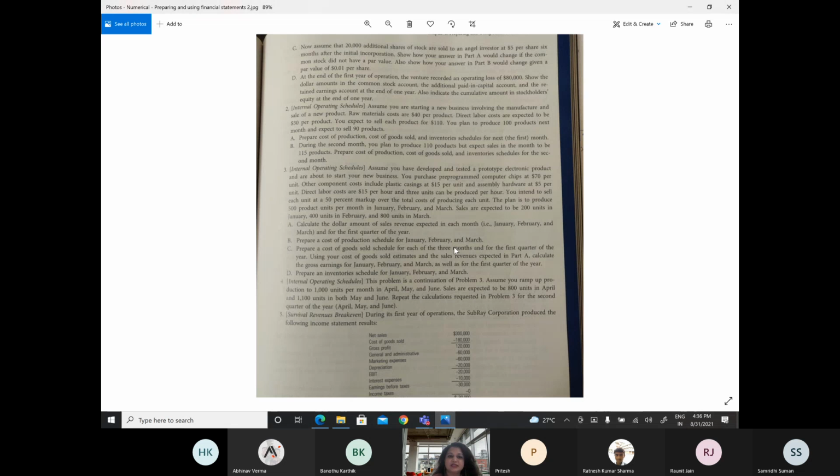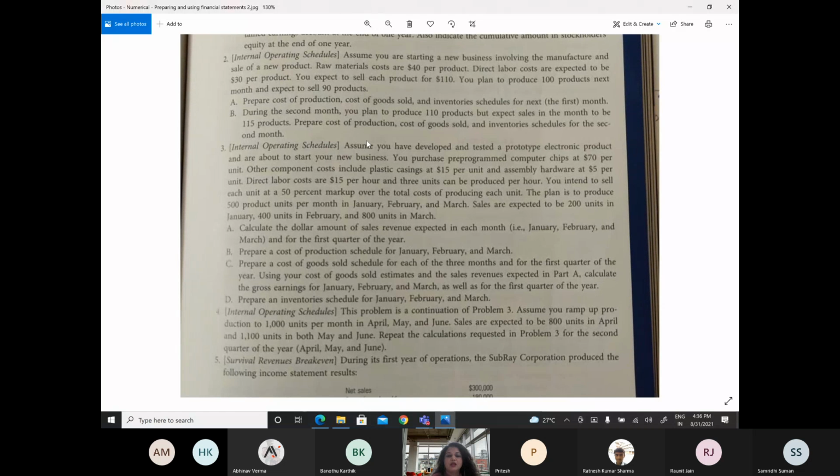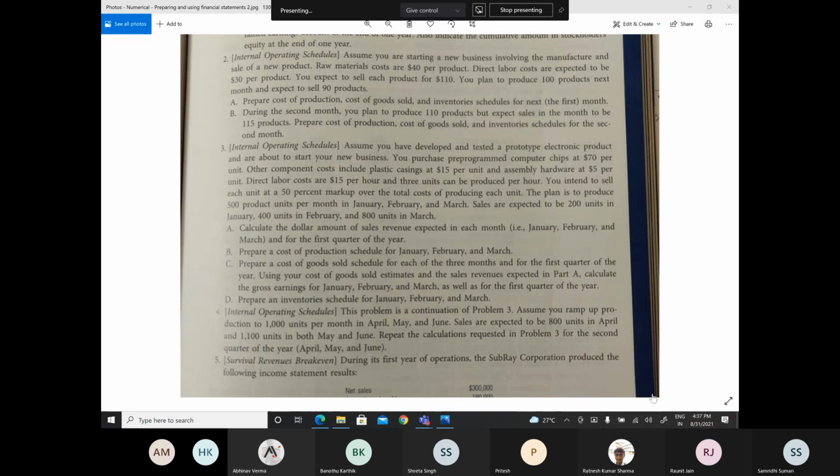Okay, let us look at the second question, which is basically on internal operating schedules. Based on this, you can do questions 3 and 4 on your own. Assume you are starting a new business involving the manufacture and sale of a new product. Raw material costs are $40 per product. Direct labor costs are expected to be $30 per product. You are expected to sell each product for $110. You plan to produce 100 products next month and expect to sell 90 products.